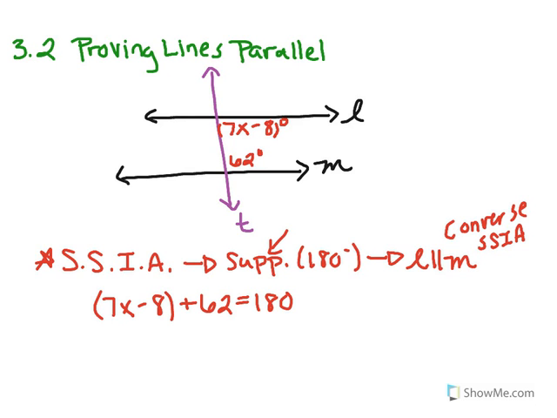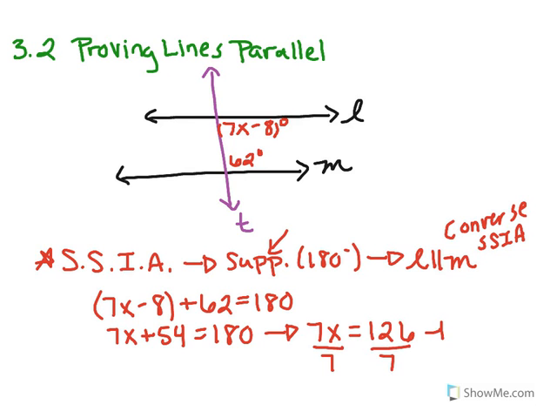Okay, so let's do this. So 7x plus 54, that's negative 8 and 62 together, equals 180. Okay, I then subtract 54 from both sides, which is 126, and then I divide both sides by 7. These 7's cancel, and x is equal to 18.